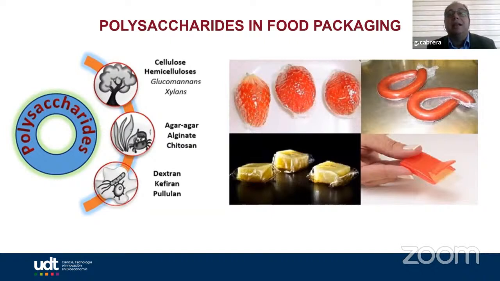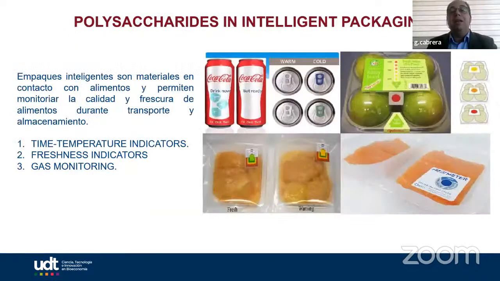Y como tercer inconveniente están las propiedades mecánicas. Son peores las propiedades mecánicas de los plásticos biodegradables y de los polisacáridos con respecto a los plásticos tradicionales. Hoy día podemos encontrar algunos de estos polisacáridos en sistemas de empaques inteligentes. Los empaques inteligentes son materiales que se encuentran en contacto con alimentos y permiten monitorear la calidad y la frescura durante transporte y almacenamiento. Y dentro de esto hay tres tipos.